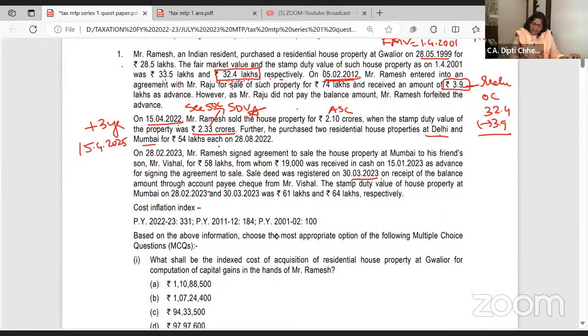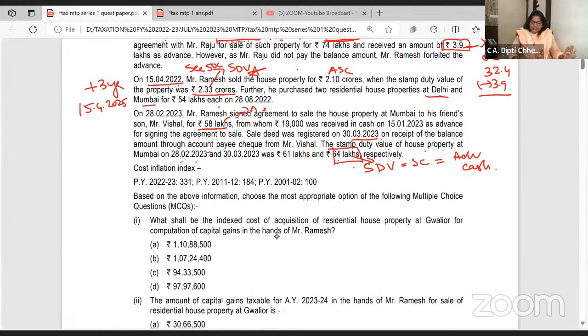Yes. But now you have sold it for 58 lakhs actual sale consideration, and the advance is received in cash. The stamp duty value of the property on 28-2, the day you received the advance, is 61 lakhs and on 30 March is 64. So which value will we take? 64 lakhs. Why? Because the advance is received in cash. If the advance is received in cash or if no advance is received, then we have to take the stamp duty value on the date of registration. I would have taken 61 lakhs as my answer if they had given the token money by cheque. Are you all clear? So this is all the information.